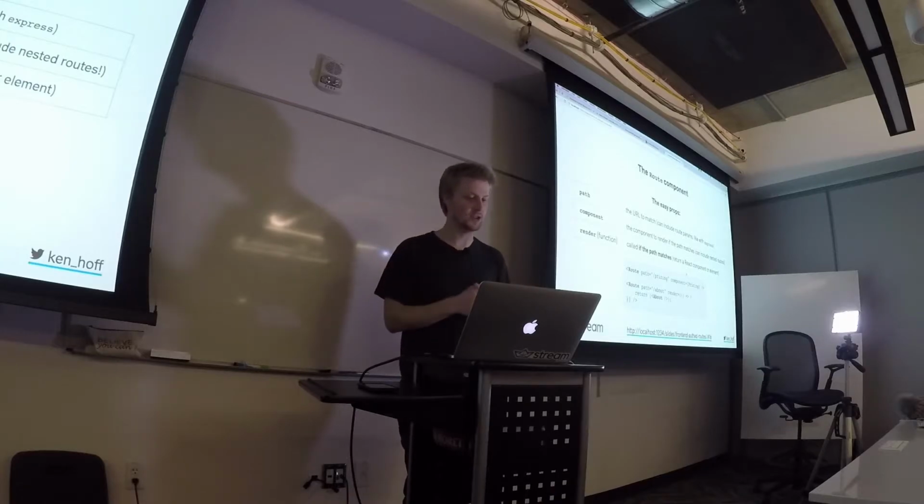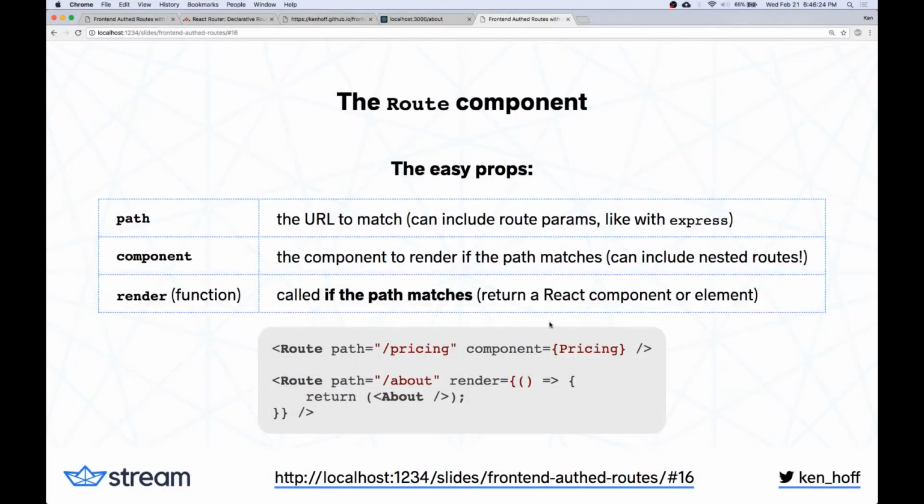Just like you would do with Express. You have the component prop, which we've already looked at. Here's our pricing component, and if the path matches pricing, then go ahead and render the pricing component. And then the last one, the one that we really care about specifically for this talk, is this render function. You actually have to provide a function to this, and it is only called if the path actually matches the URL, which means that this isn't going to get called when rendering at all if the path doesn't match.